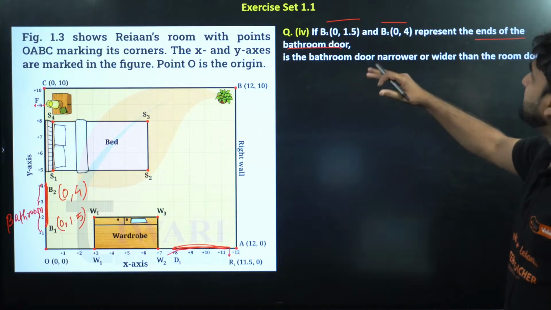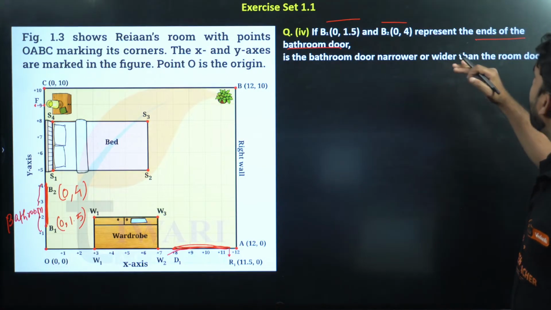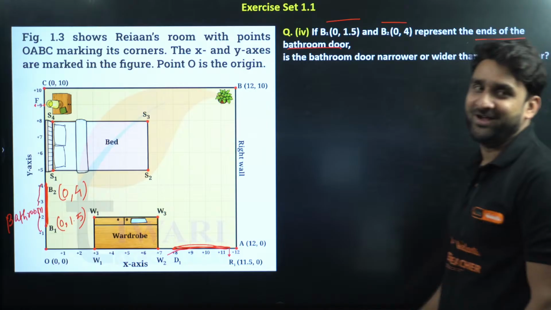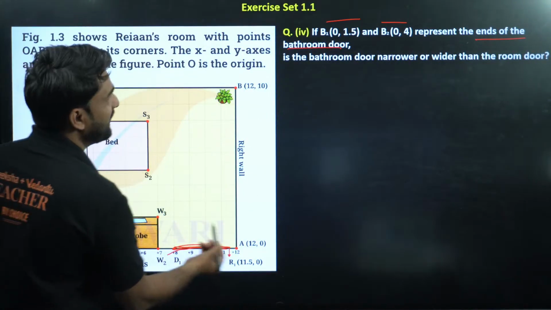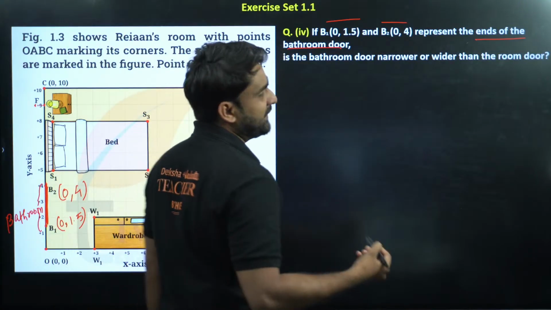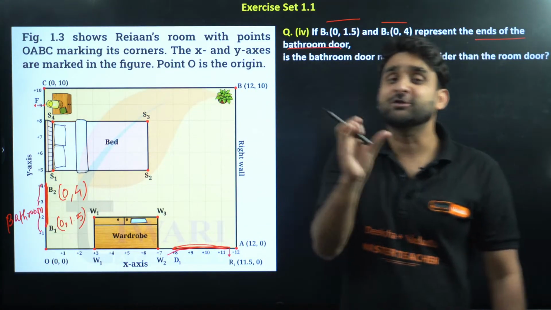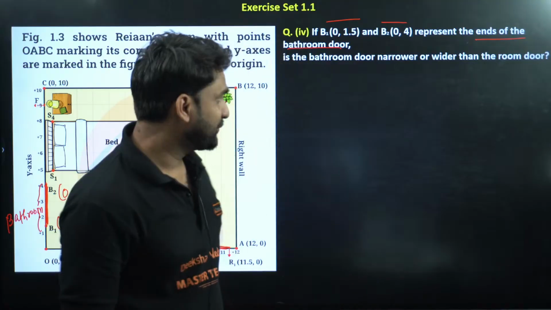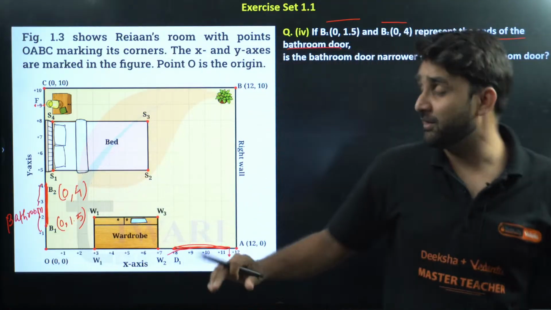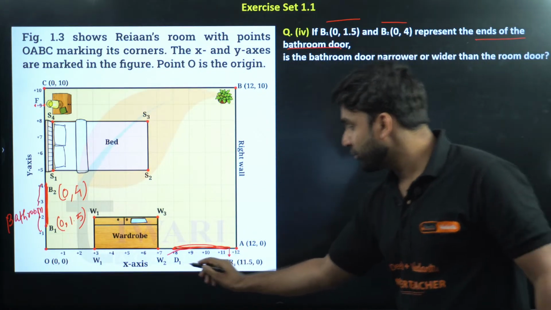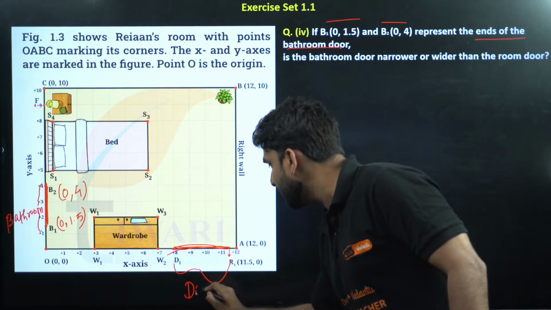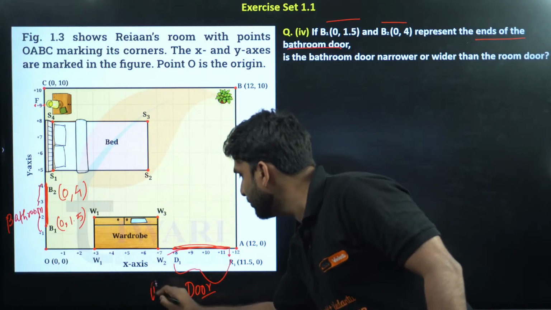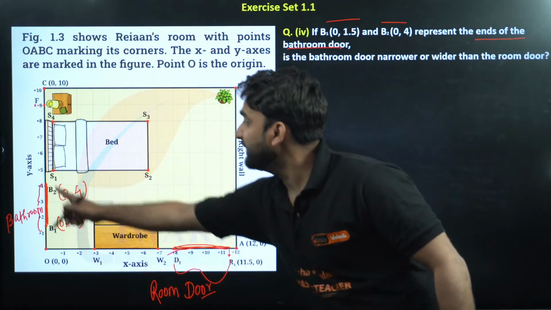Is the bathroom door narrower or wider than the room's door? What is the room's door? Here, this is the room. We have to give information about the width of both the doors. What is the width of the bathroom door and what is the width of the room door? The room door is here. This is D1 and R1. This is the room entrance, the room door. And that is the bathroom.